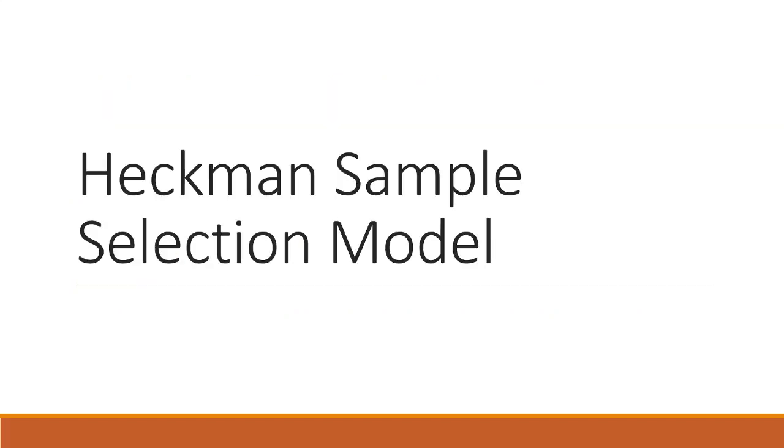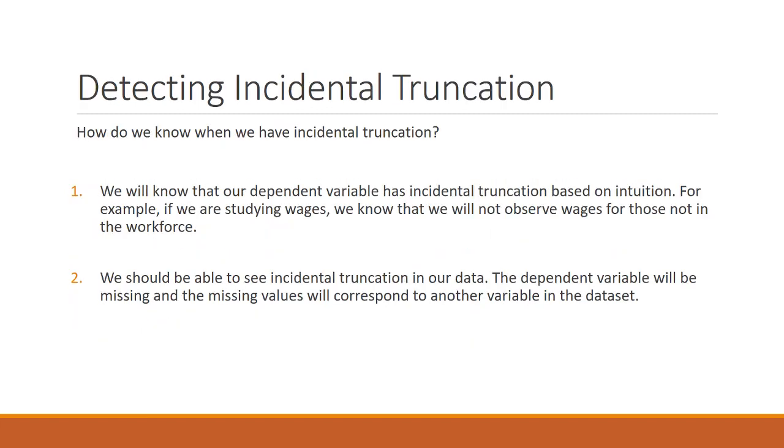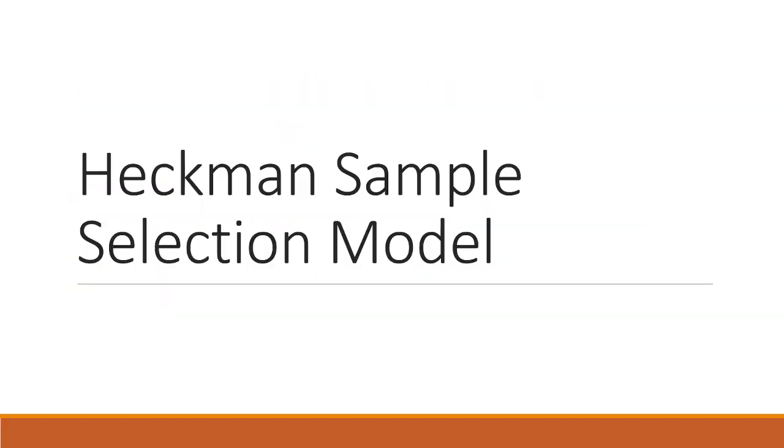All right, so now, how do we solve the incidental truncation problem? When we did regular truncation, it basically came down to a matter of interpreting the results. In this case, with incidental truncation, we're going to talk about a nifty, neat model that we can use to try to address the issue of incidental truncation. This is called the Heckman sample selection model.